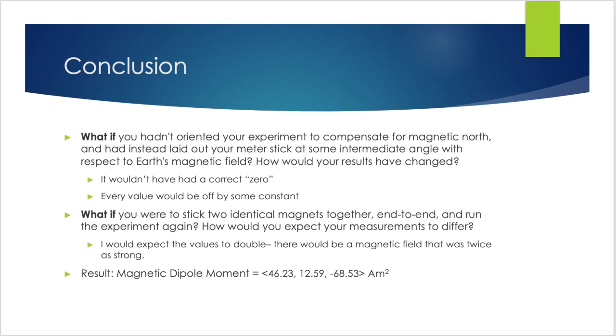because the magnetic north would be continually affecting the results from this experiment by a constant value. As we know, the Earth's magnetic field isn't going to be changing, but the magnetic field created from this magnet would be the only thing that would be changing, so it would just be off by some constant.